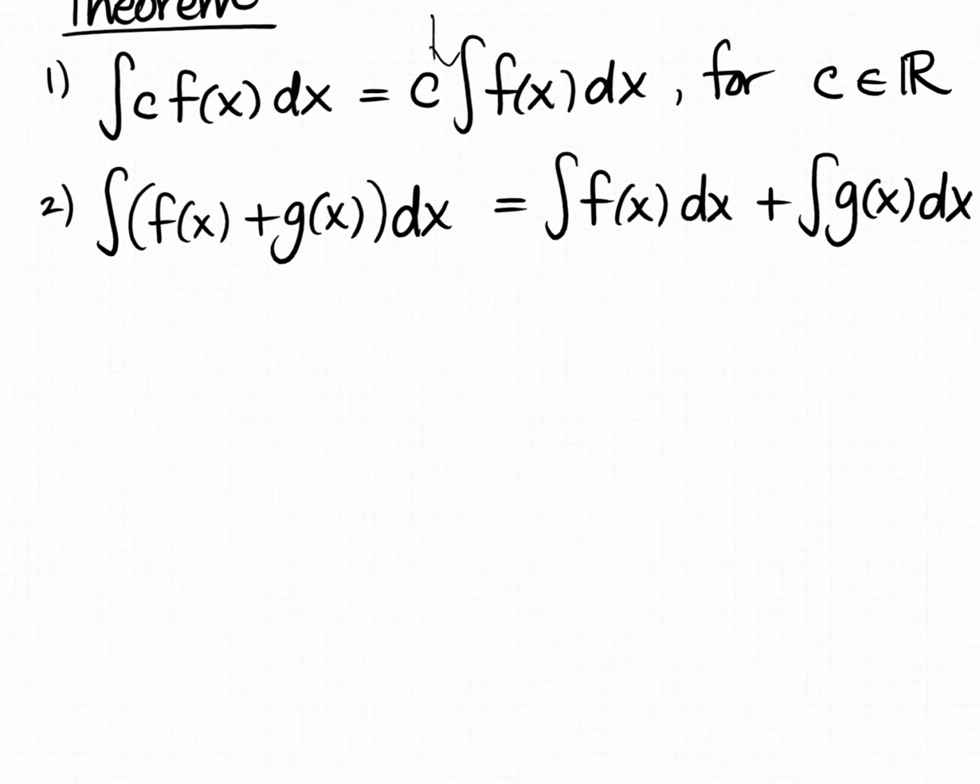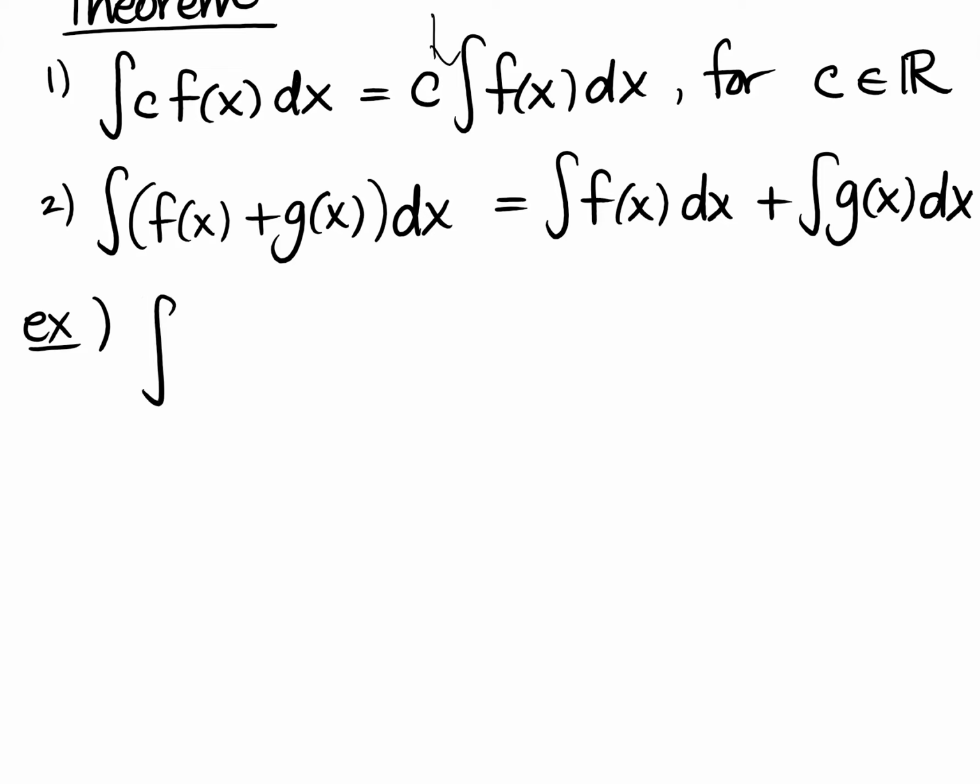So let's look at another example. How about then the integral of 3x to the 5th minus 4 plus 7 times the square root of x dx. Now I'm going to show each step. You wouldn't have to do this, right?